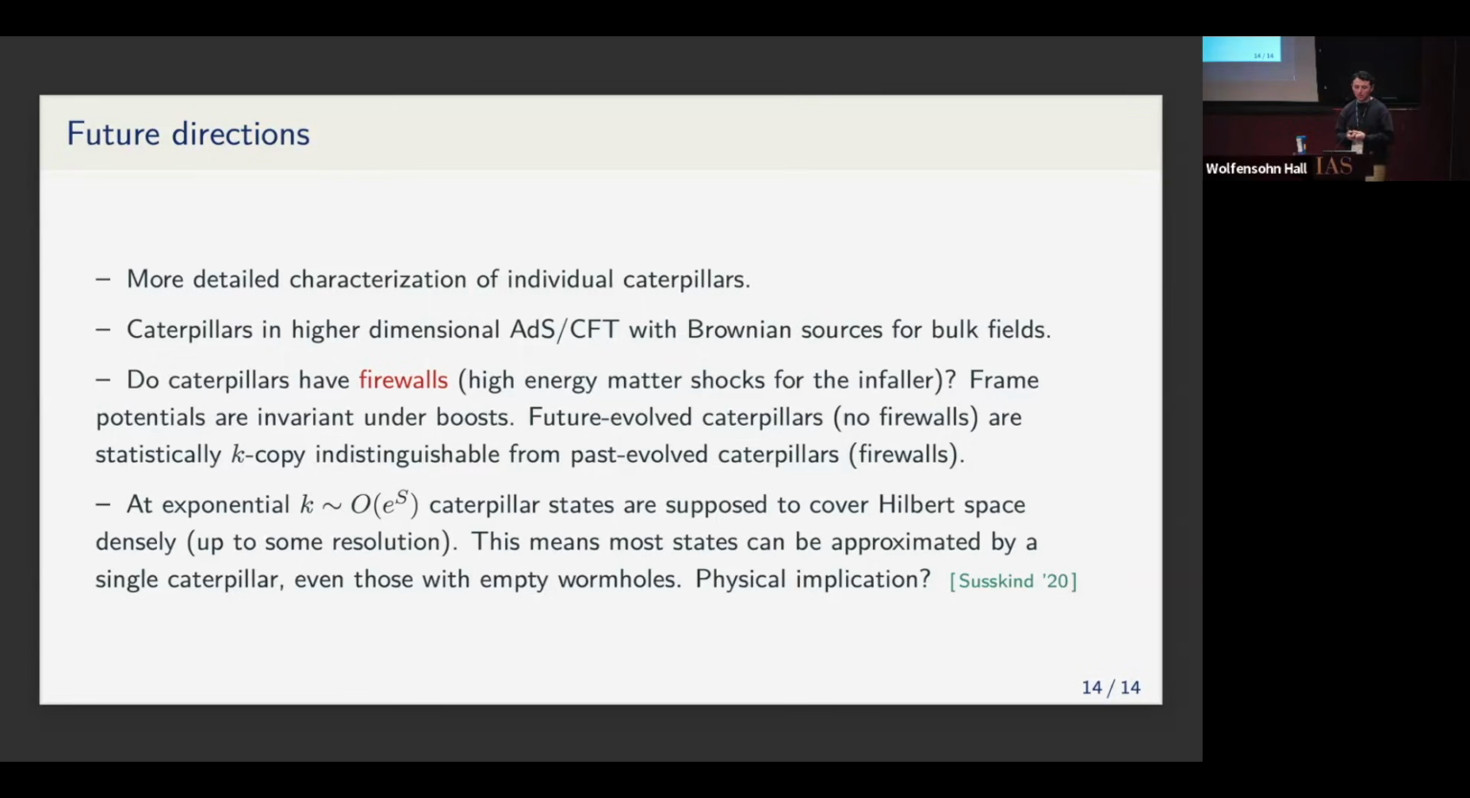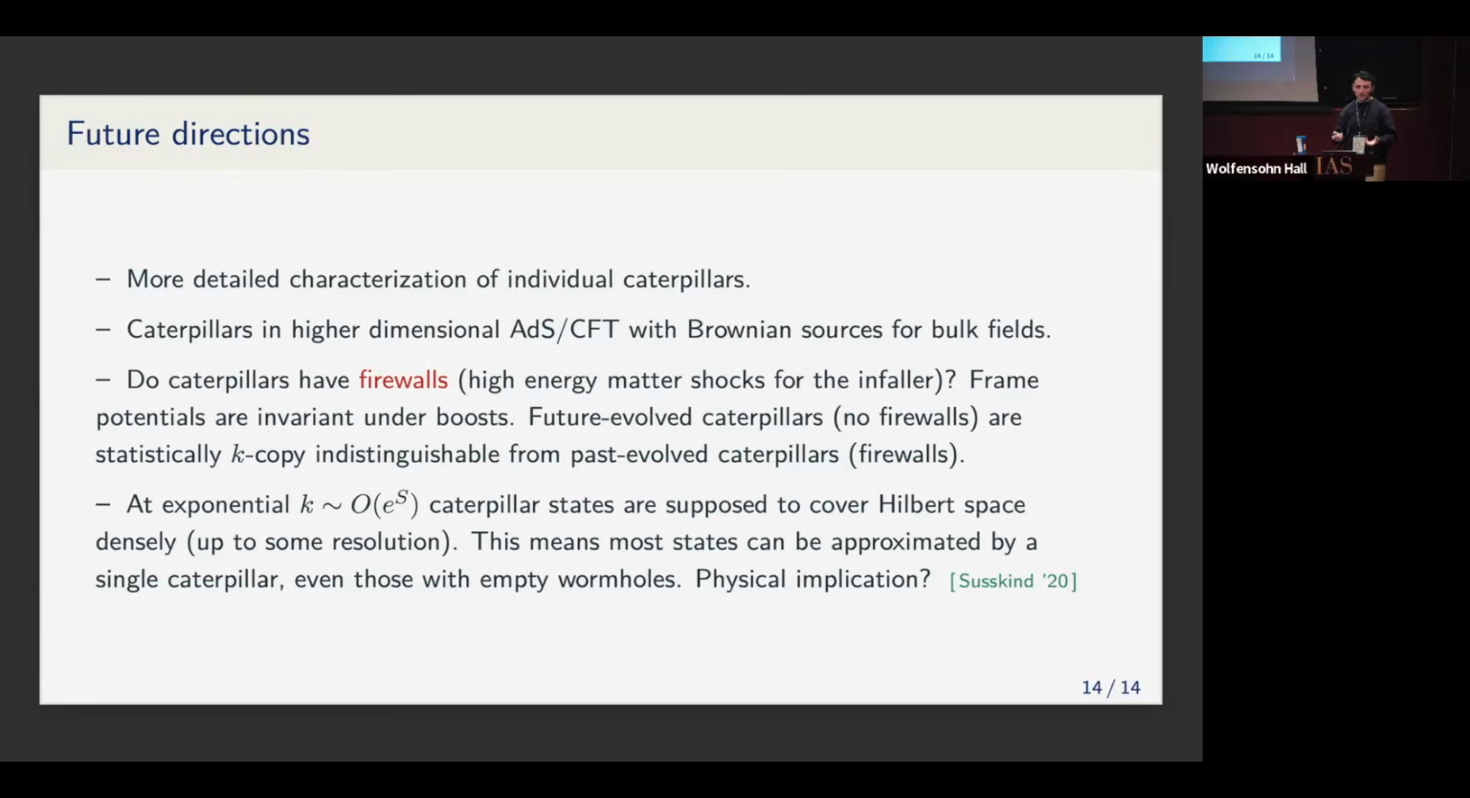And yeah, let me end with two comments or two interesting questions that I would like to know the answer of. First one is whether caterpillar states have firewalls or not, where a firewall is understood as a high energy shock very close to the horizon as measured by the infaller. Okay? An observation is that frame potentials are invariant under global unitary multiplication of the ensemble of states.